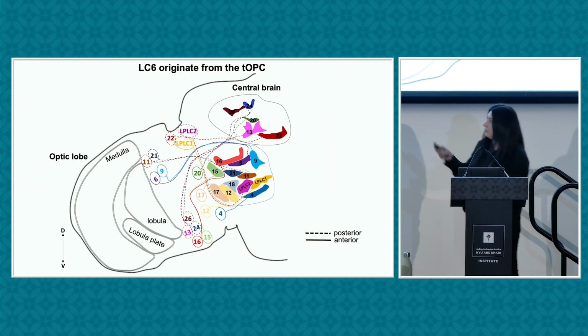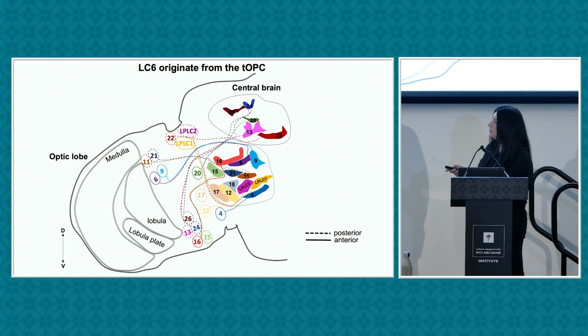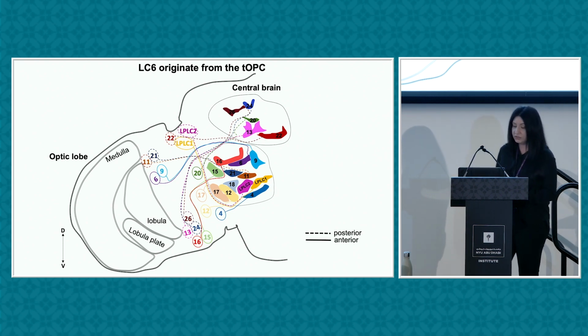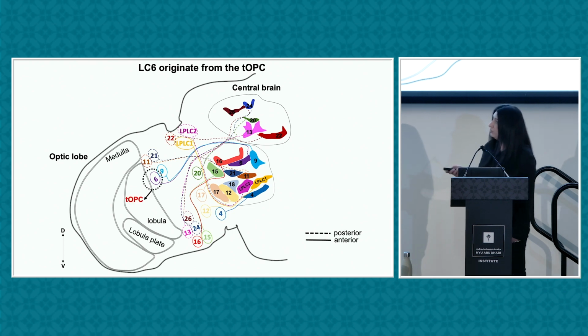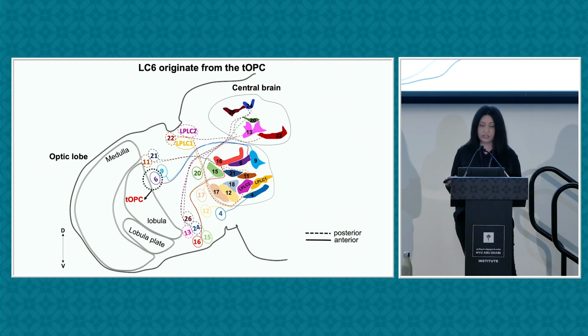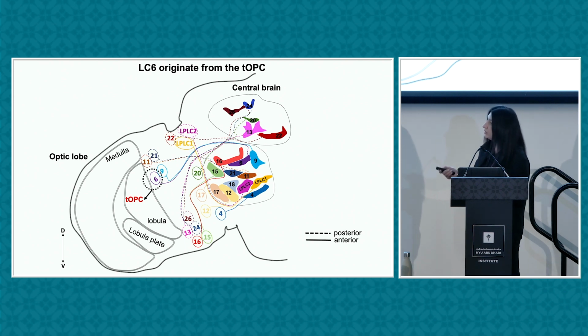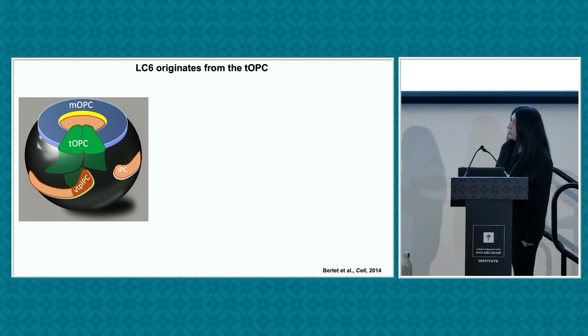And so going back to this schematic, first we wanted to know where these LCs come from. The first hint that we had for an origin of lobular columnar neurons was for LC6. These LC6 neurons project to the central brain. And Claire Bertet from our lab showed that these neurons originate from this domain, the tips of the OPC.